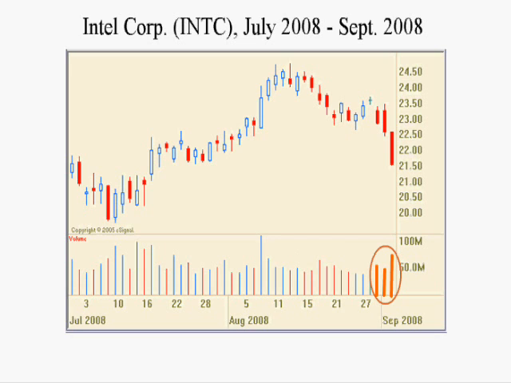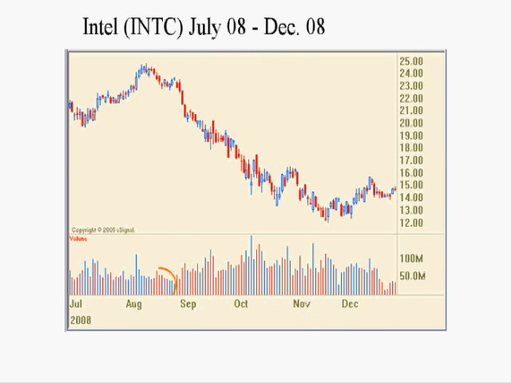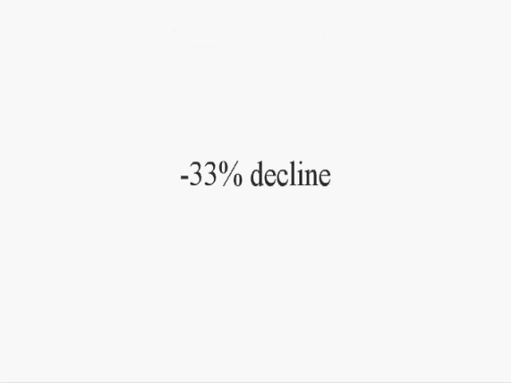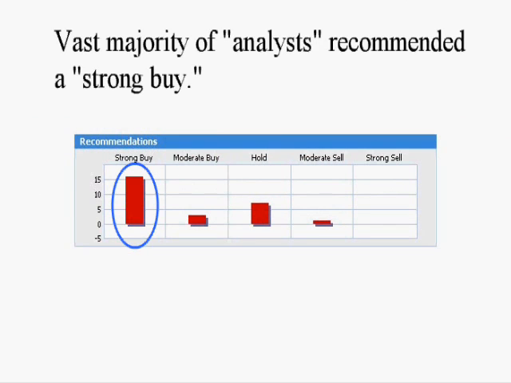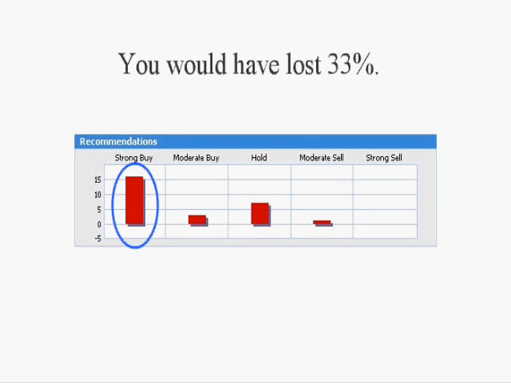And I want to show you what happens to this stock after that point. Right there is where we see the selling action increase. Look at the downslide. This was a 33% decline, which you could have foreseen. Now here's what's interesting. During that decline, the majority of stock analysts recommended a strong buy. This is crazy. You would have lost 33%. Well, so much for conventional information.